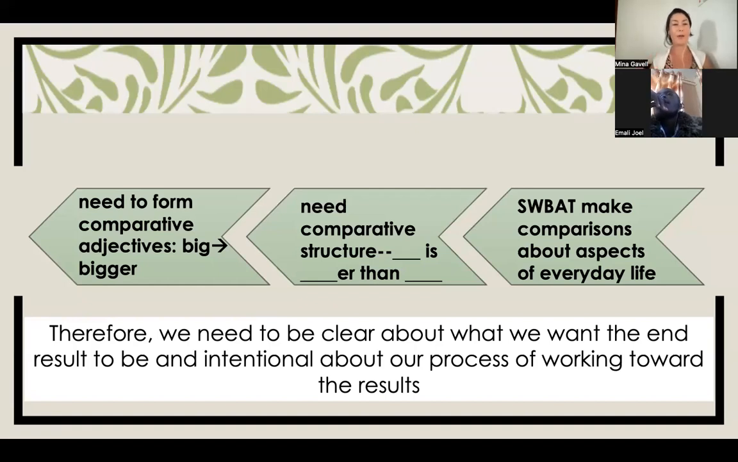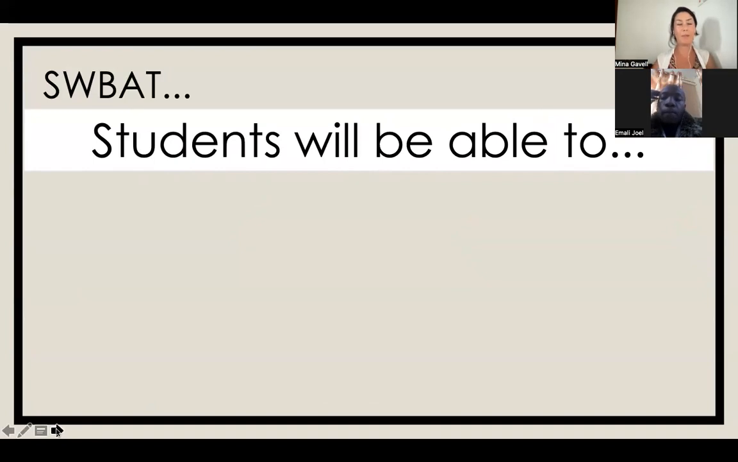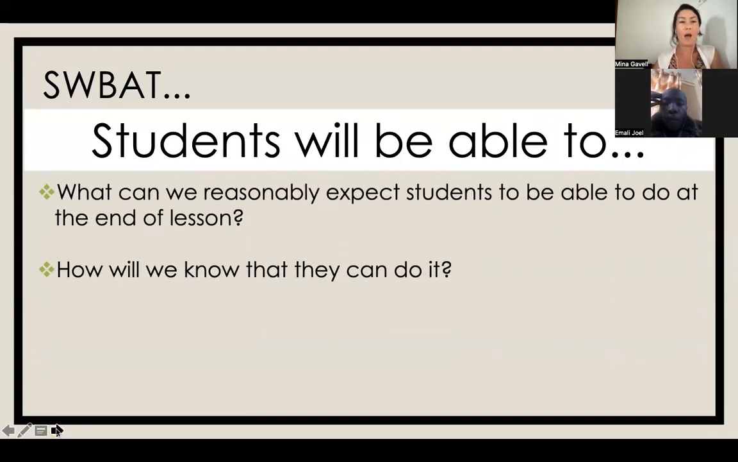So this is backwards design. To do successful backwards design means that we have to be very clear and very intentional. What do we want the final result to be? If we're not sure what the final result should be, then it's very hard for us to plan this way. I like using SWABET, students will be able to, because it helps to focus on what the students are doing instead of what the teacher is doing. And so we want to think about what we can reasonably expect the students to do. We don't want to have any unreasonable expectations.